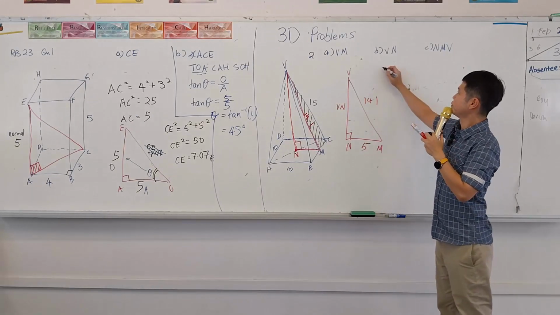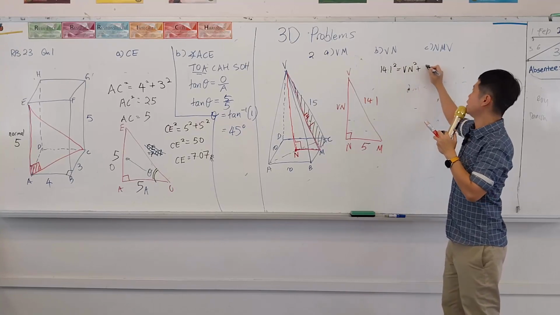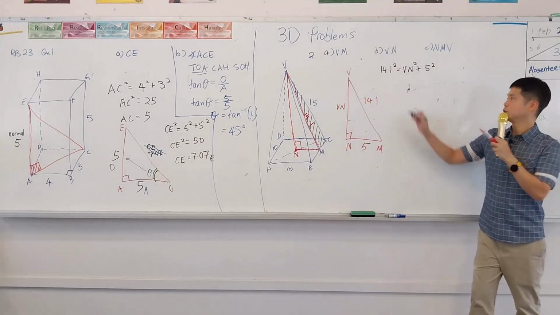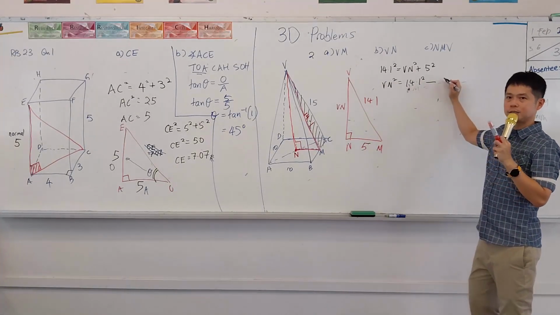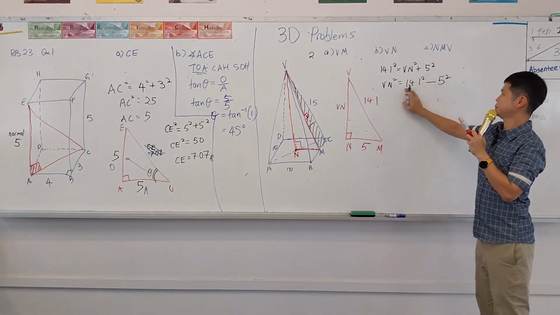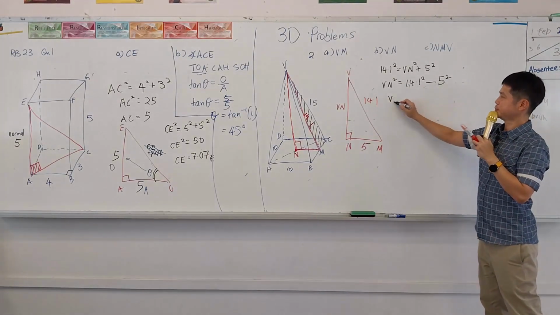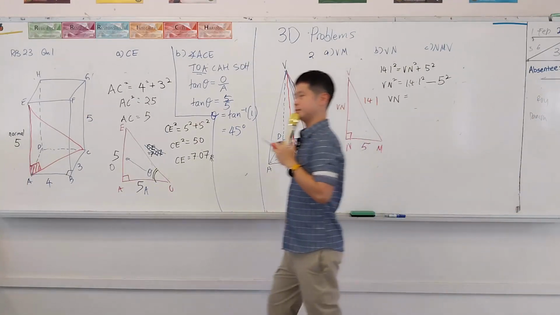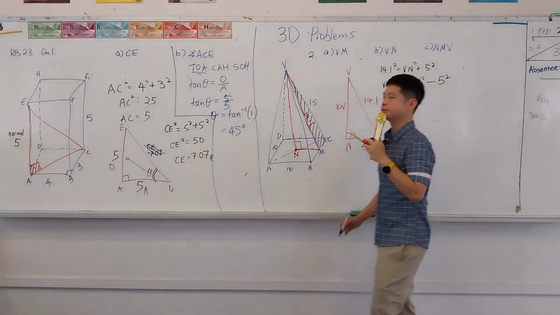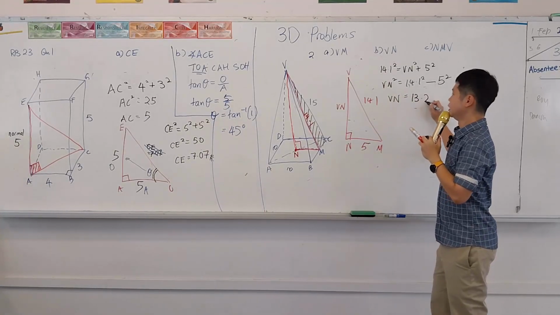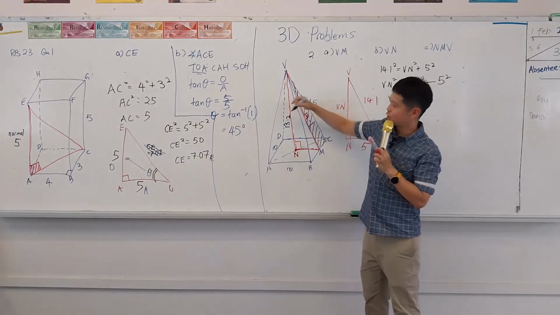So let's try. 14.1 square equals to VN square plus 5 square. So VN square is 14.1 square minus 5 square. So what is VN? 13.18. Okay, yep. So let's round it off to just 13.2. Now that I found it, please put it down. There's a high chance I will need it.